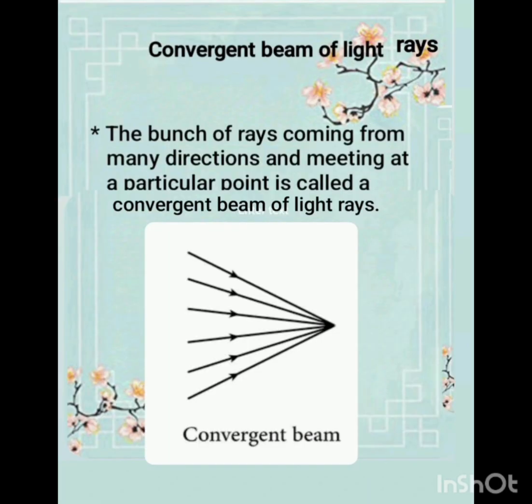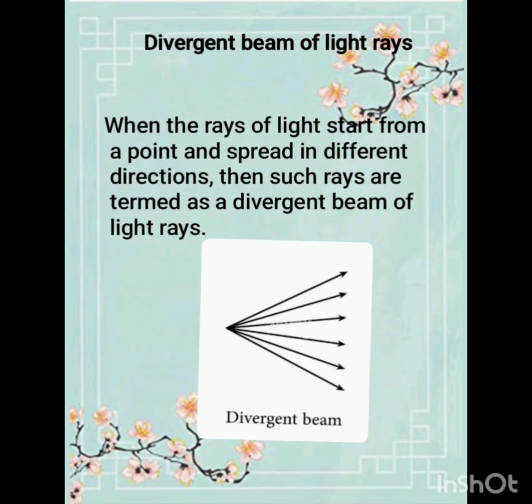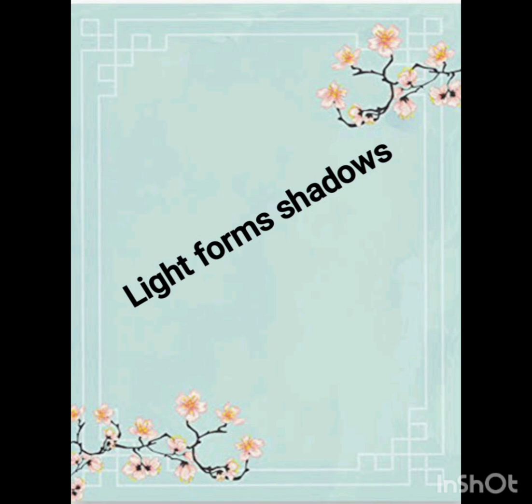The bunch of rays coming from many directions and meeting at a particular point is called a convergent beam of light rays. When the rays of light start from a point and spread in different directions, such rays are termed a divergent beam of light rays. Next is light forms shadows.